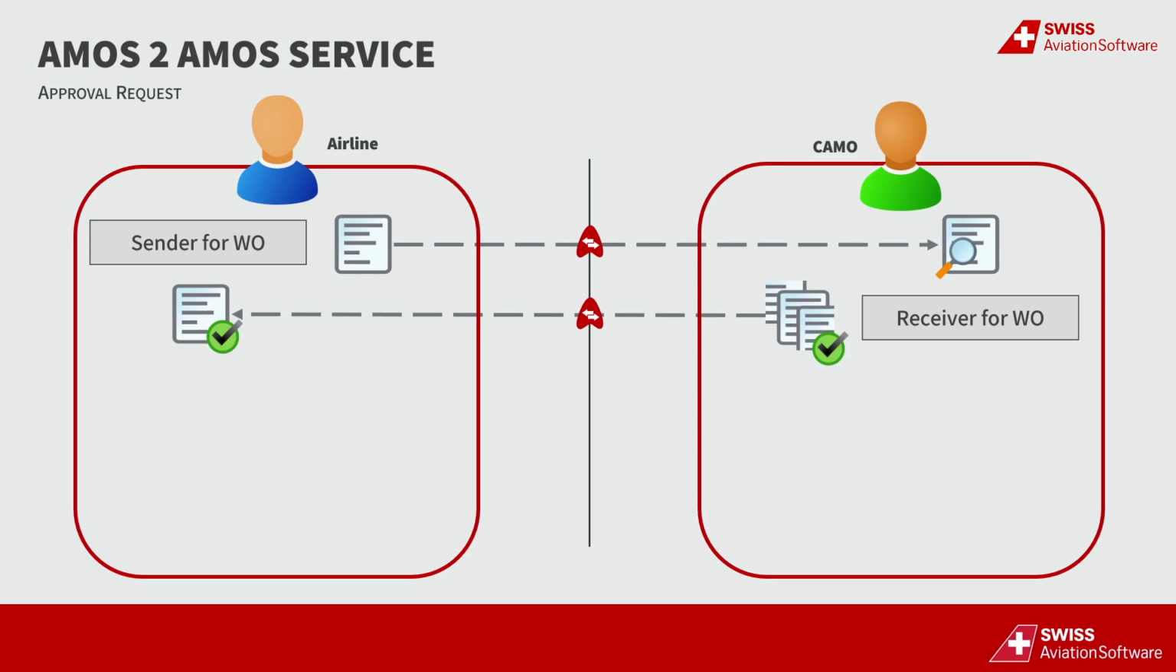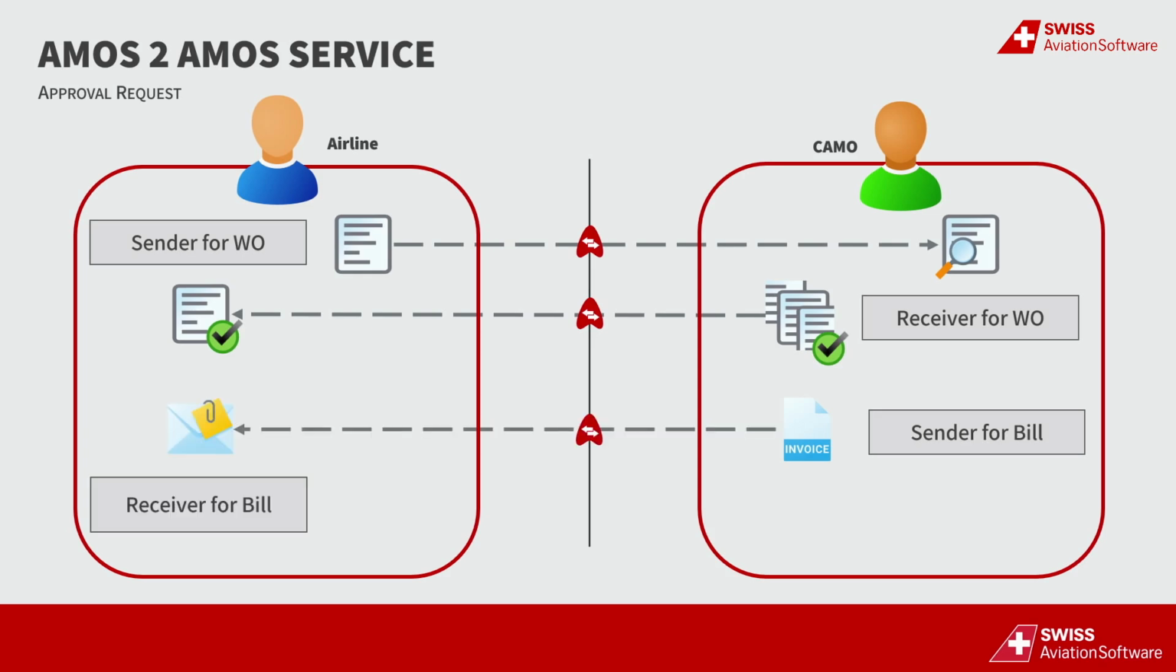The other way around, once this is done, the camel wants to send a bill because they did some work for the airline, so they need some money from them, so they send it. The airline receives it, approves it, and then the approval is sent back to the camel via AMOS Central through this AMOS to AMOS service approval request.